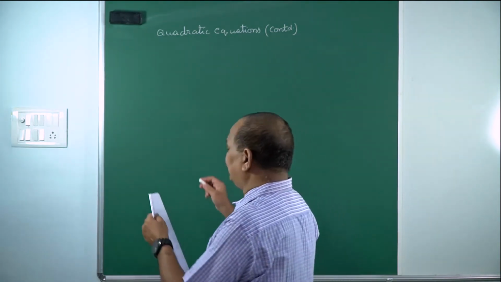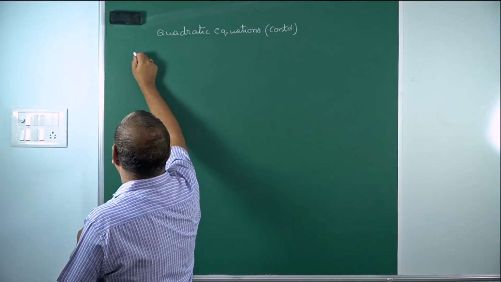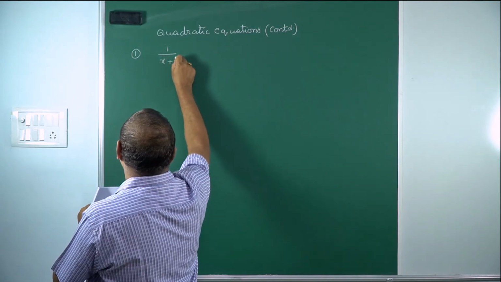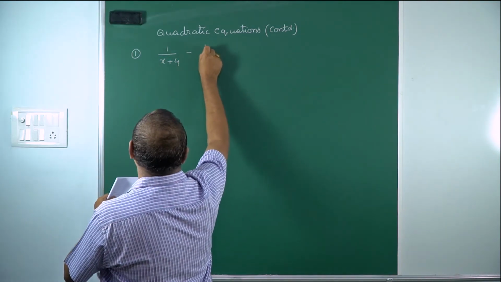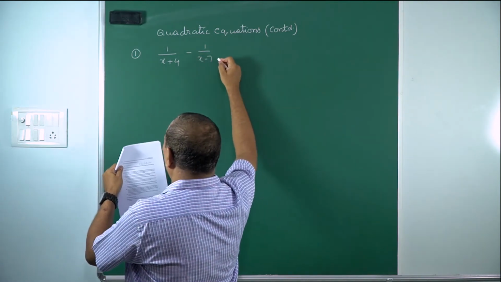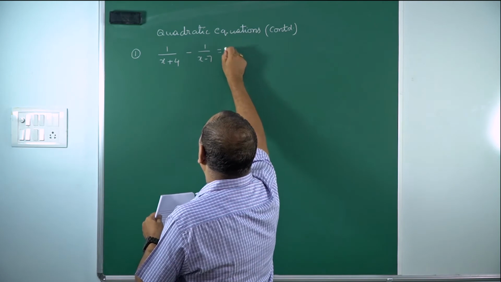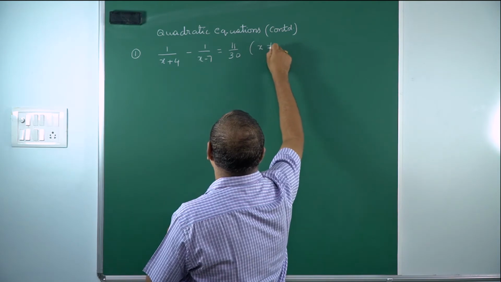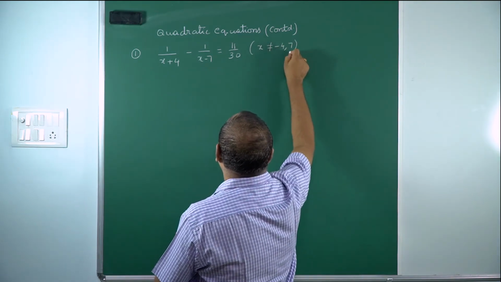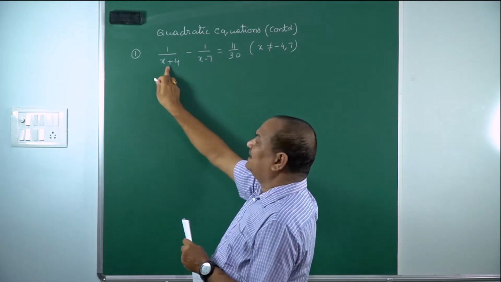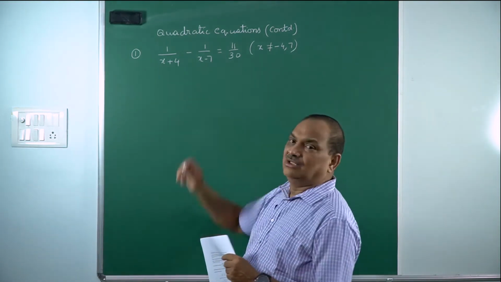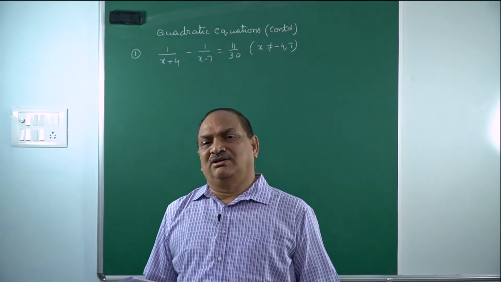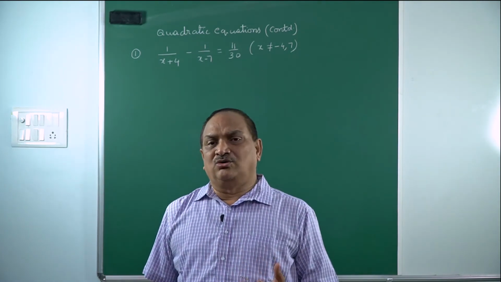And one such problem here is, and this is the textbook third problem. I take today's first problem: 1 by x plus 4 minus 1 by x minus 7 is equal to 11 on 30, and it has been ensured that x is not equal to minus 4 and it is not equal to 7. Because if x assumes these values, this denominator becomes 0 and that denominator becomes 0. Therefore, it is taken care that the denominators won't become 0, and you have to solve this equation and find the roots of the equation.